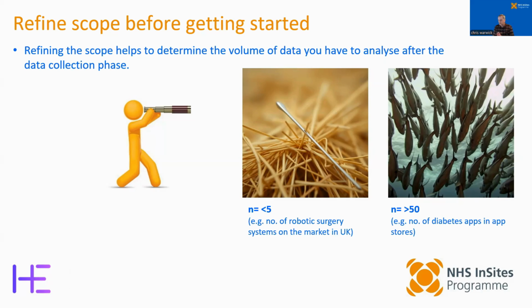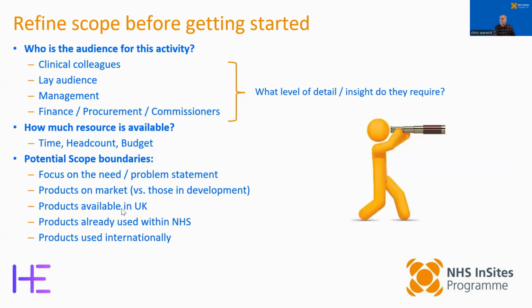Refining the scope before you start is vital because it helps to determine the volume of data that you're going to have to analyze after you've collected all that data. For example, there might only be a handful of innovations out there if you're looking at robotic surgery. In contrast, there could be loads. For example, if you're looking at diabetes apps, there are going to be many, many of them, which would all need analysis after you've collected the data. So it's important to revise the scope and refine it right at the beginning.